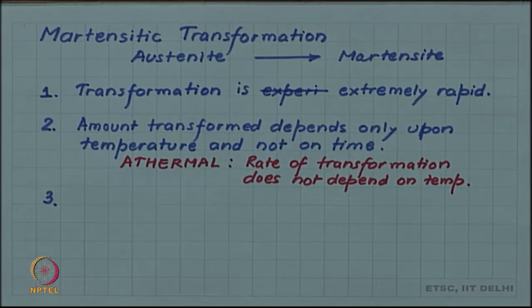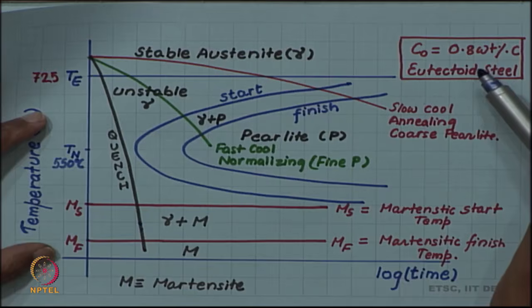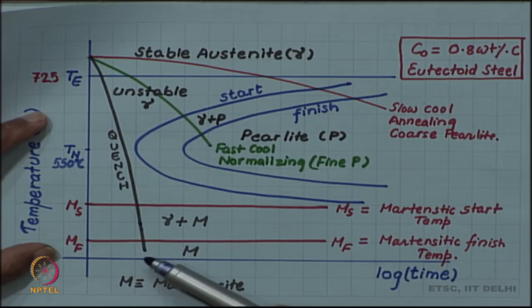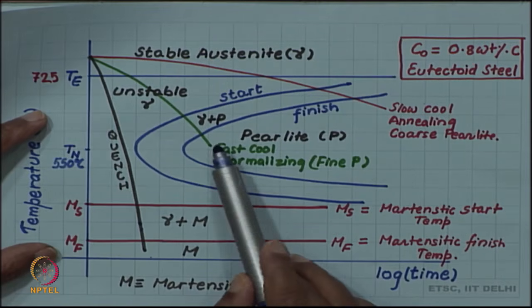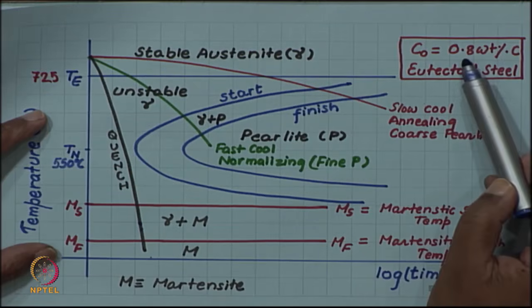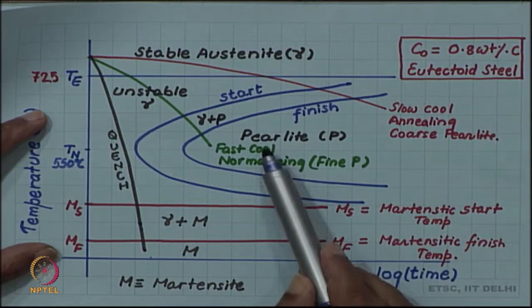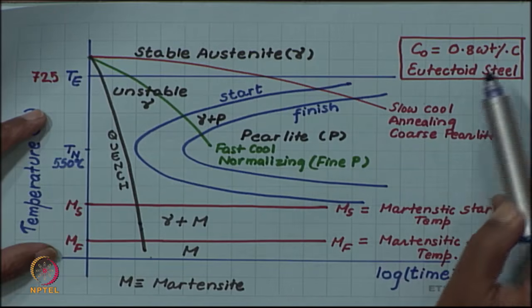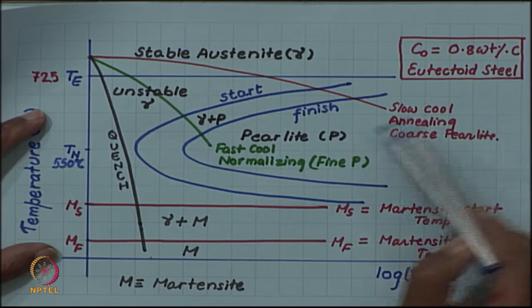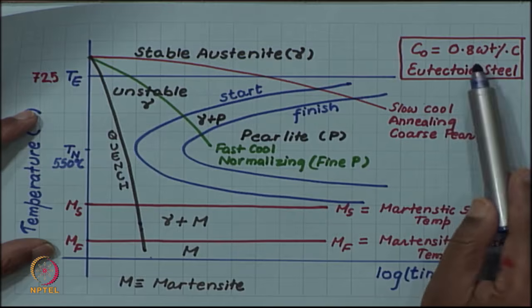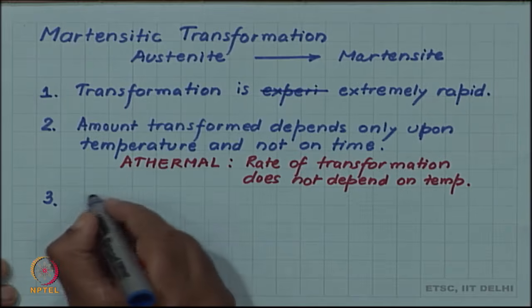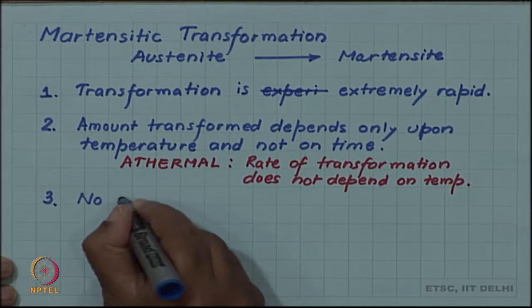Another important characteristic of the transformation is that the composition is not changing. So, if we had eutectoid steel and if we are cooling it very fast, there is no time for composition to change. In pearlite, remember, although we started with 0.8 weight % carbon, the pearlite consists of ferrite, which has very low carbon, 0.02 weight % carbon, and cementite, which has very high carbon, 6.67. So, enormous composition change happened when austenite transformed to pearlite. No such thing happens in martensite. So, no change in composition.